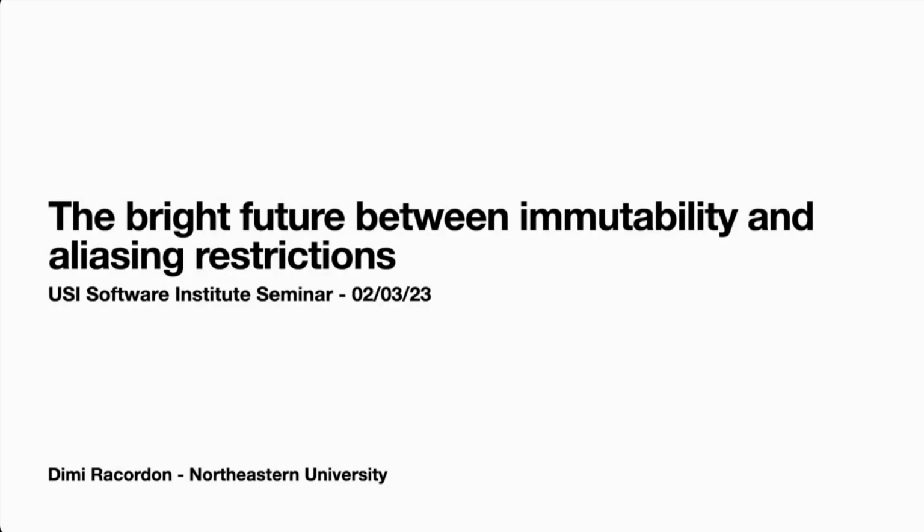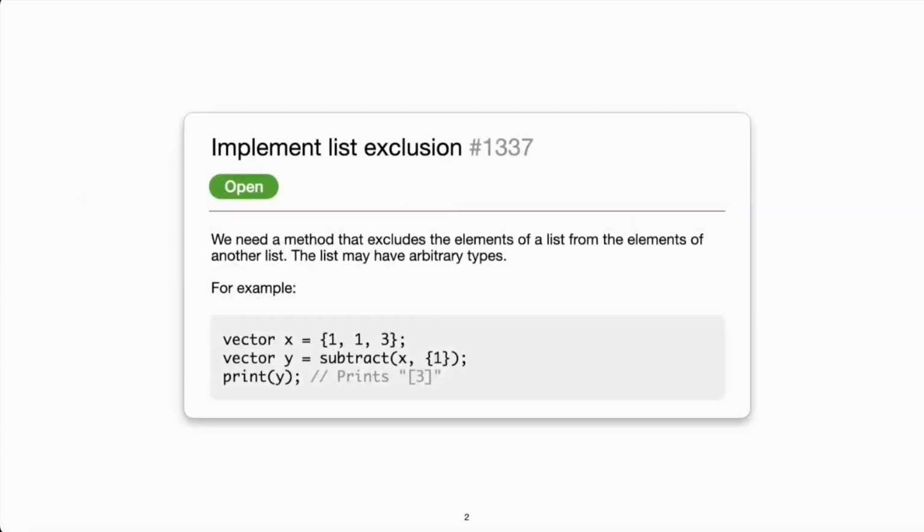Today I'm really happy to be talking about a possible future for performance-oriented software that sits right between pure functional programming and systems aid at restricting aliasing. So without further ado, let's get started. And to set the stage, let me tell you a little story.